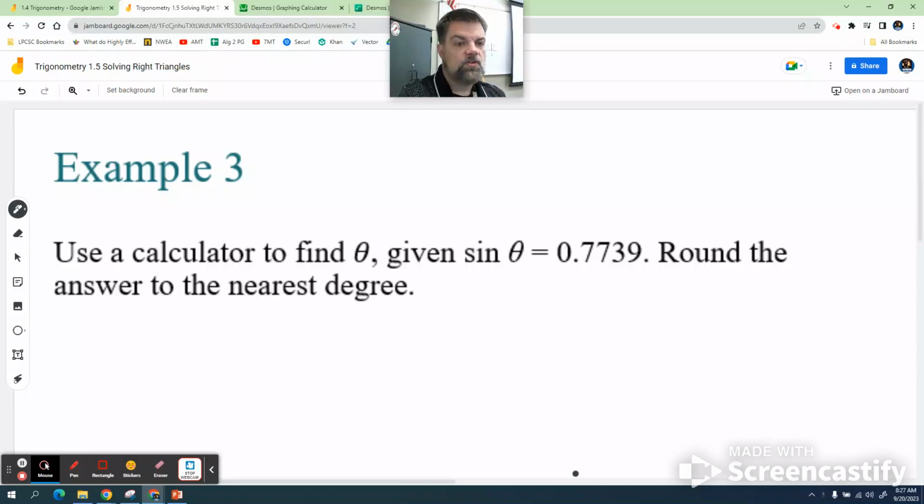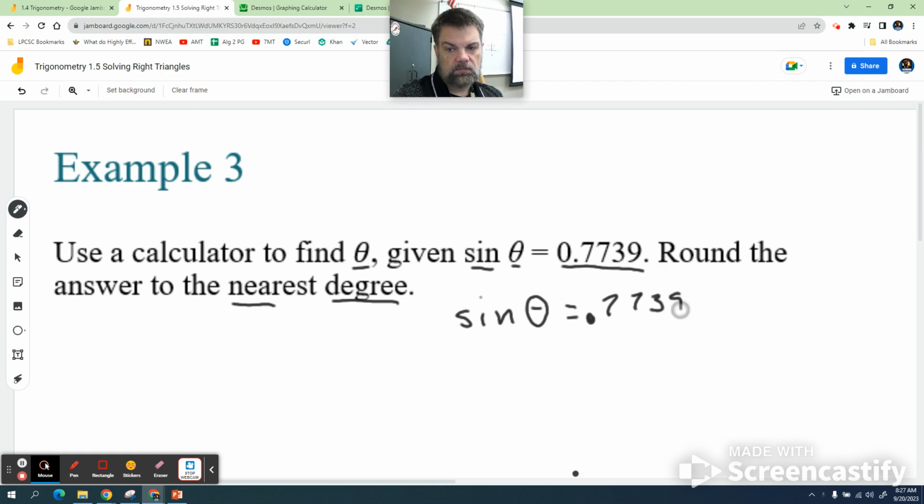All right, so it says use a calculator to find theta. And then it says sine of theta is equal to this number, round to the nearest degree. Okay. So when you solve an equation, you do the inverse, right? Well, sine has an inverse.